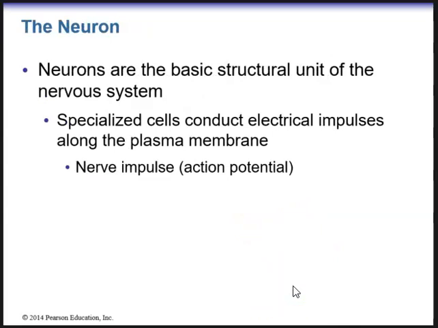So the neuron is the basic structural unit of the nervous system. These are specialized cells that conduct electrical impulses along the plasma membrane. So they basically generate a nerve impulse, and we know this to be an action potential. And you'll learn about action potentials when you get to physiology. Believe me, you will.